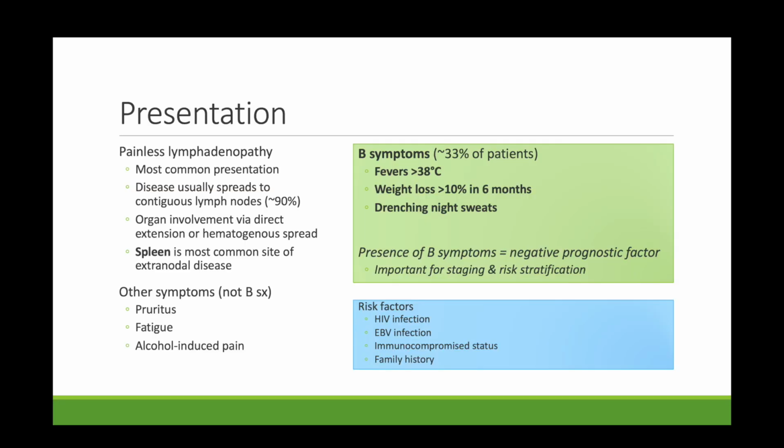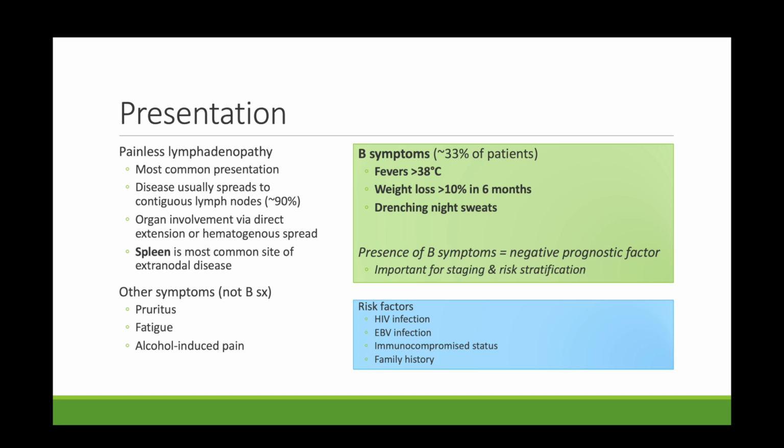Most commonly, Hodgkin lymphoma presents with painless lymphadenopathy. And when the disease spreads, it typically spreads to contiguous lymph nodes around 90% of the time. So patients can actually present with a pretty large lymph node conglomerate. If there is organ involvement, it can either be via direct extension or via hematogenous spread, and the spleen is the most common site of extranodal disease, so you want to assess for splenomegaly as well.